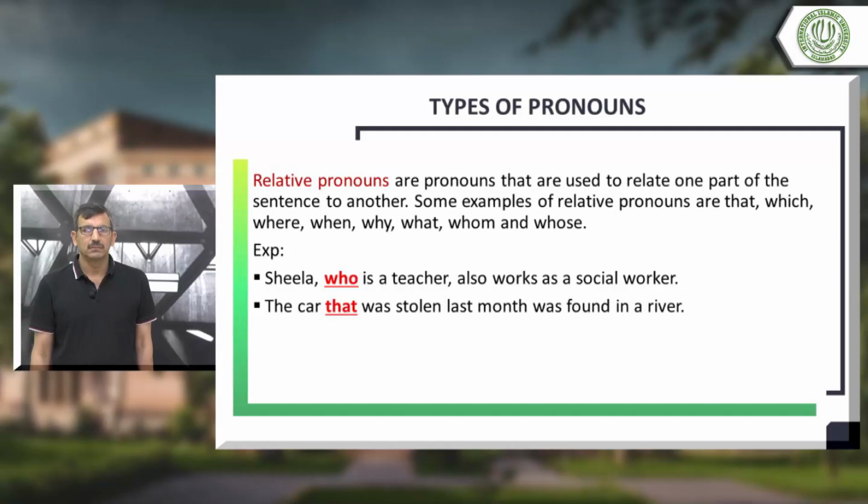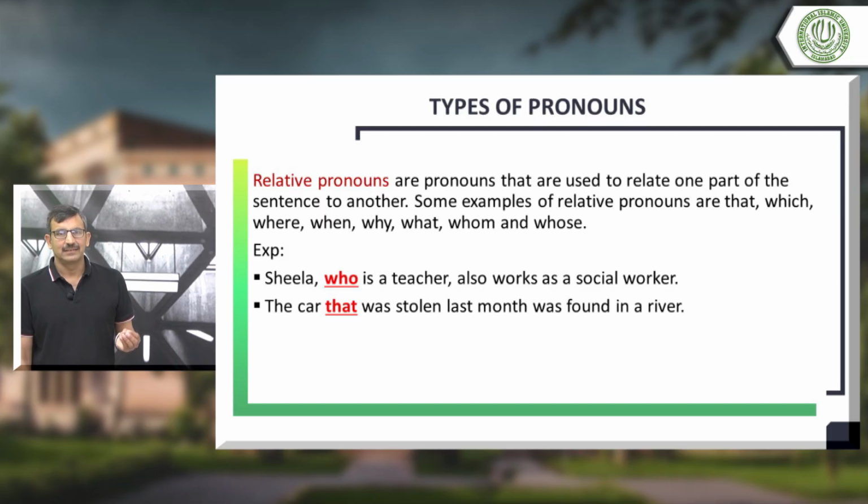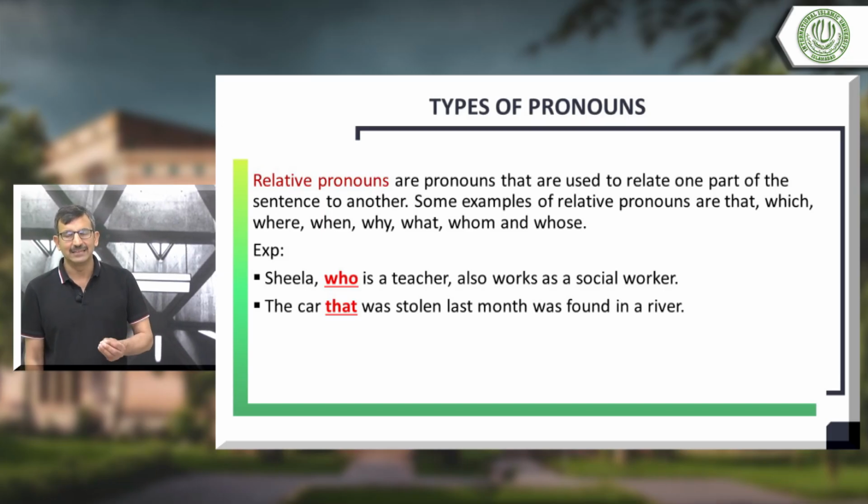Relative pronouns are pronouns that are used to relate one part of the sentence to another. For example, relative pronouns are that, which, where, when, etc. In the example, you can see Sheila, who is a teacher, also works as a social worker. In this sentence, who is working as a relative pronoun, it connects one part of the sentence with the other.